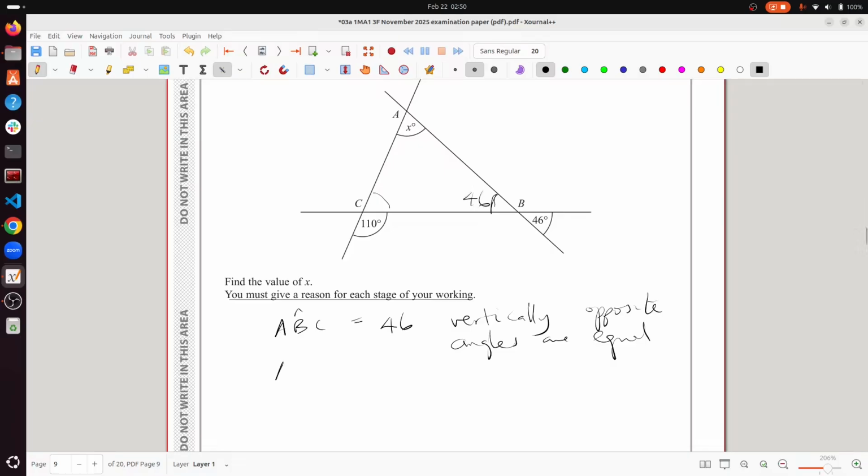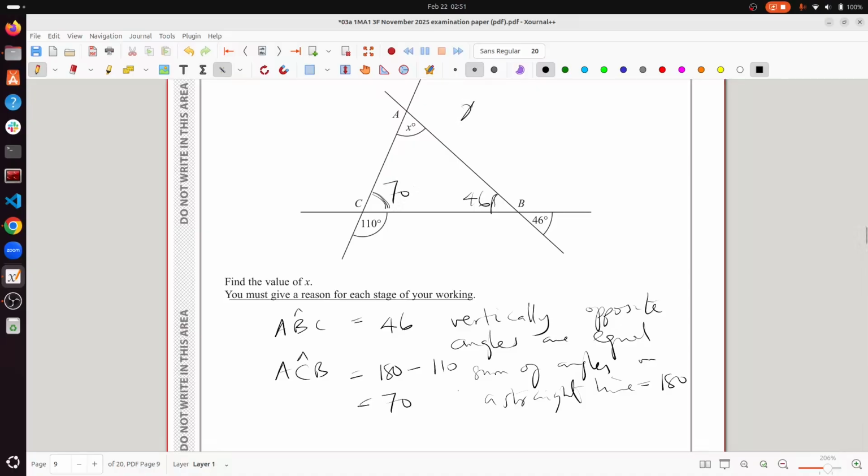Next, I can say ACB, which is this angle here, is the same thing as 180 take away 110, which gives me 70. My reason for that is sum of angles on a straight line equals 180.